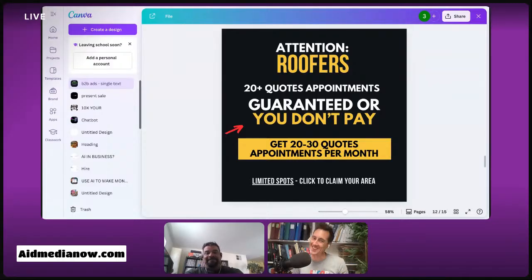Actually, according to this ad, if you made 26, they fulfilled their guarantee. It says get 20 to 30. That's true. It says 20 plus. That's funny. But we did our job.